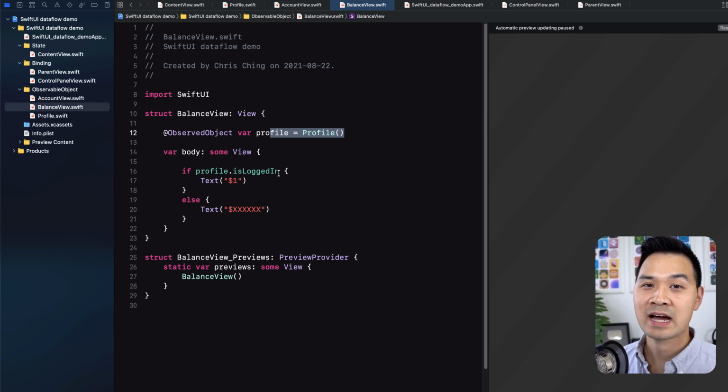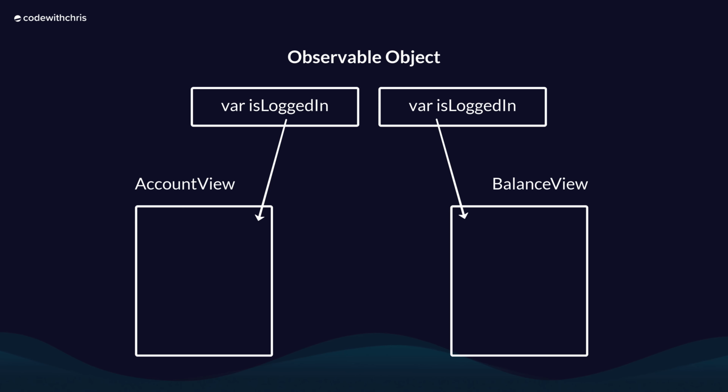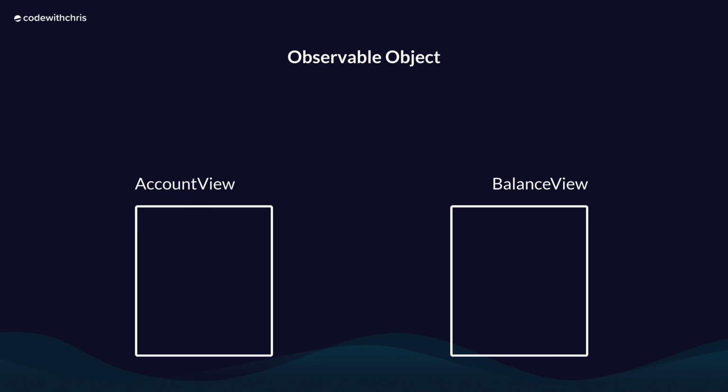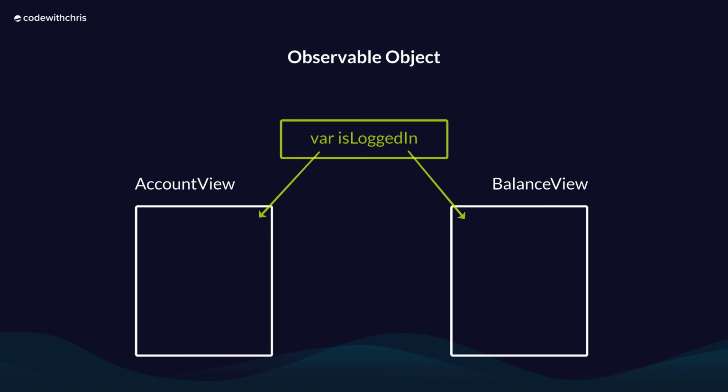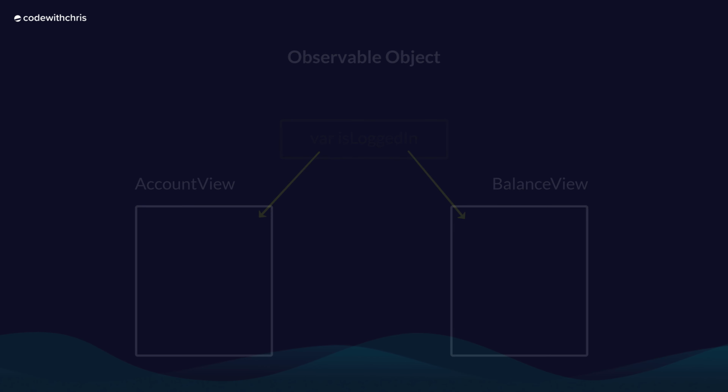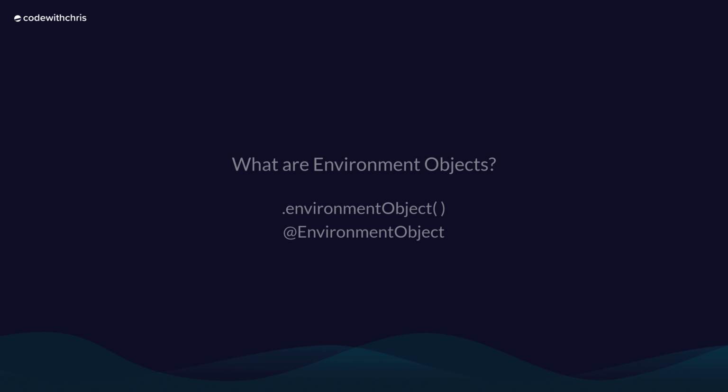So let's look at a quick diagram so you can visually see what I mean. As you can see in this diagram, account view is looking at its own instance of profile, and balance view is looking at another instance of profile. What we actually want is the account view and the balance view to both be observing the same instance of profile. So in order to fix this so that both views are referencing the same instance of our observable object, we can use the environmentObject modifier and property wrapper.